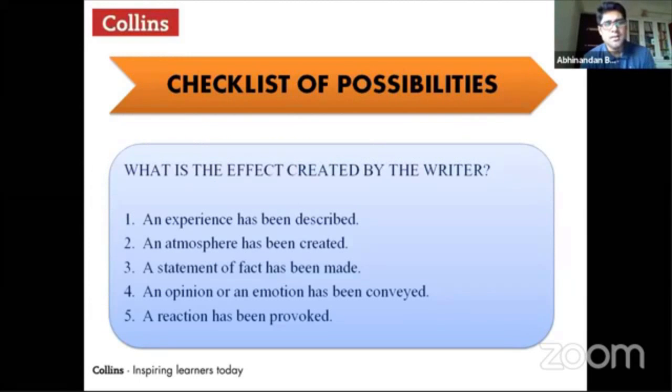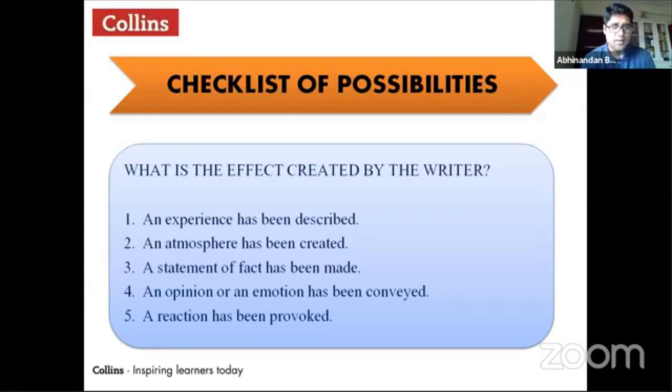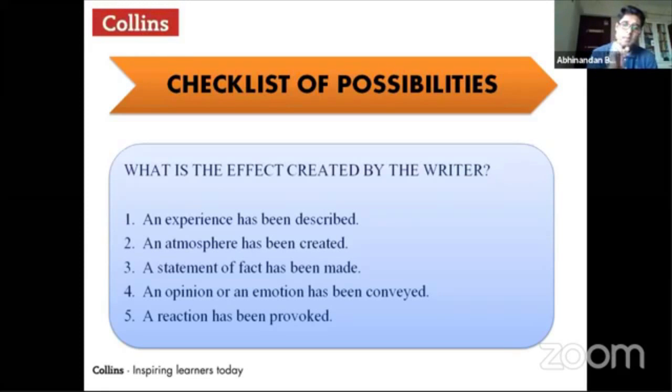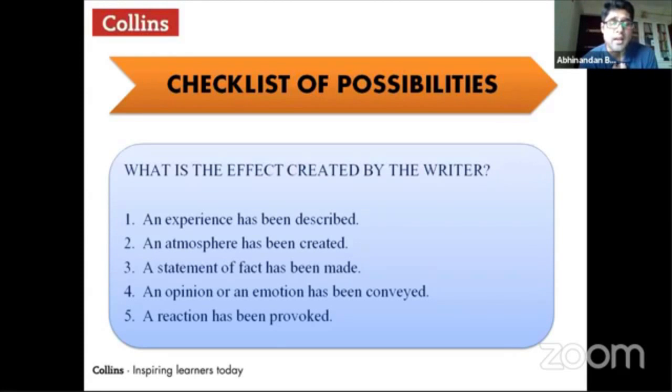And there's a final one, the checklist of possibilities that I mentioned. Checklist is something very important. What is the effect created by the writer? An experience has been described probably, an atmosphere has been created, a statement of fact has been made, an opinion or emotion has been conveyed, a reaction has been provoked. So find out, are these elements there? As learners, we should also be aware of this particular fact.